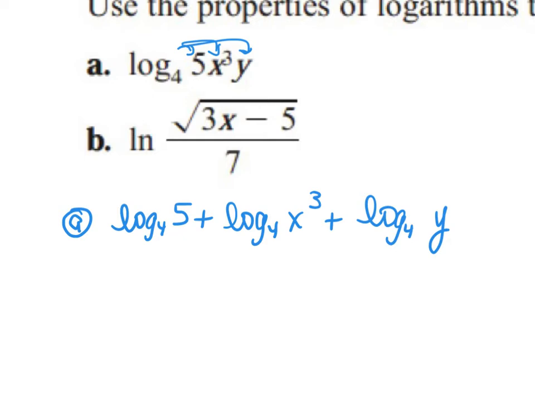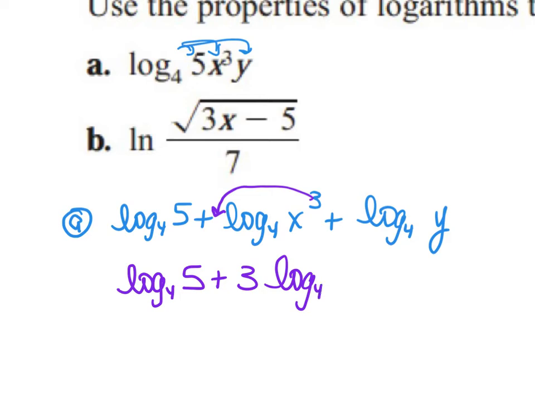Look at this. Is everything linear, meaning is everything all on the same line? No, I have to bring this 3 out in front of this log. So when I rewrote it, it would be log 4 of 5 plus 3 log 4 of x plus log 4 of y.